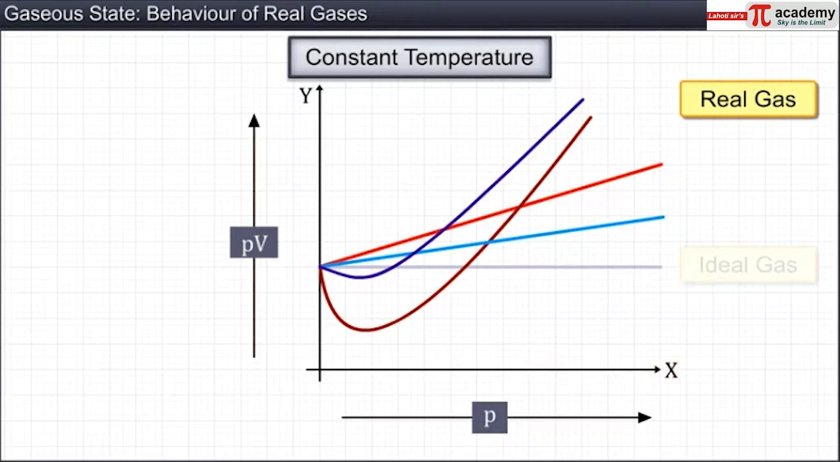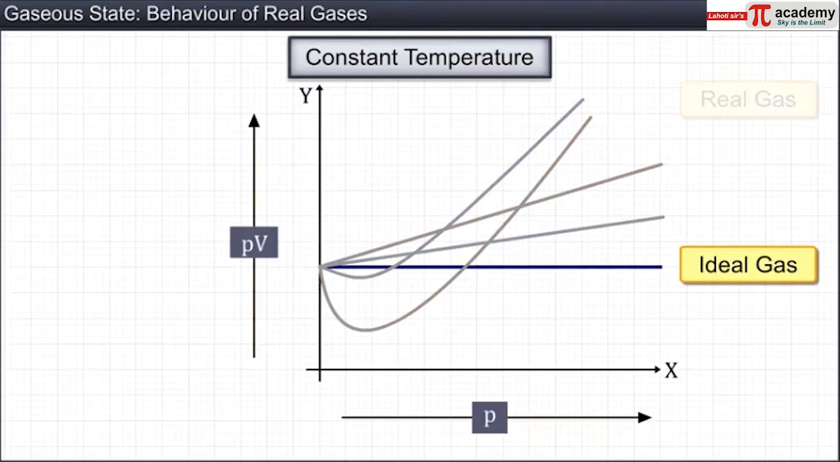This shows that real gases, which include almost all the gases such as nitrogen, oxygen, hydrogen, and carbon dioxide, show a significant or an appreciable deviation from the ideal gas behavior. When we draw a plot between PV and P for these gases, we get two types of curves.